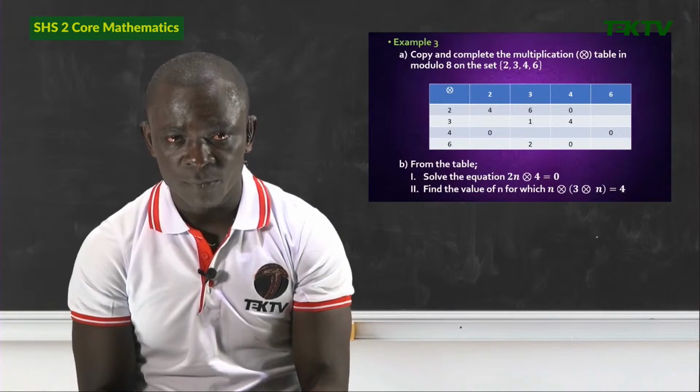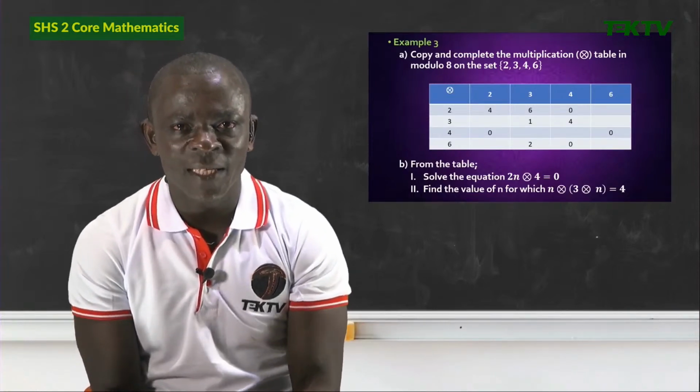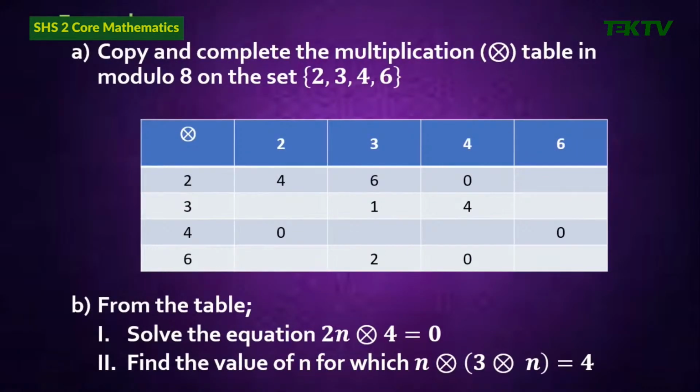Example 3: copy and complete the multiplication table in Modulo 8 on the set 2, 3, 4, 6. This time you are not supposed to draw the table. The table has been drawn for you, just that we have some empty spaces. Filling them is the same as what we've been doing. Look at the empty spaces. For instance, 2 times 6, that one has not been filled. So you need to do your own calculation.